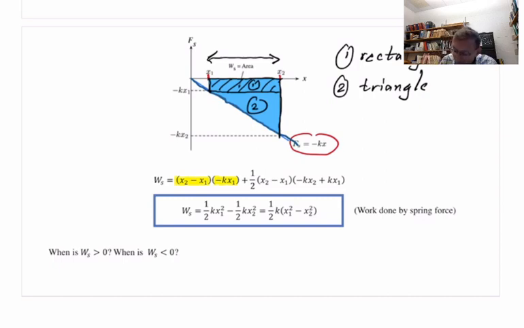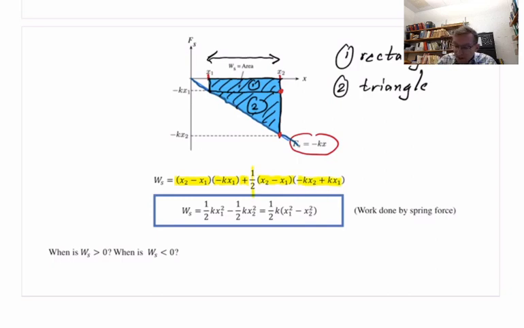Now I'm going to add to that the area of the triangle, area 2. Right? And the area of a triangle is 1/2 width times height. So here we go. 1/2. The width is still x2 minus x1, right? Same width as the rectangle. But the height is between that point and that point, and it's going down, so it's going to end up being negative overall. It's negative kx2 minus negative kx1, which is negative k times (x2 plus x1).